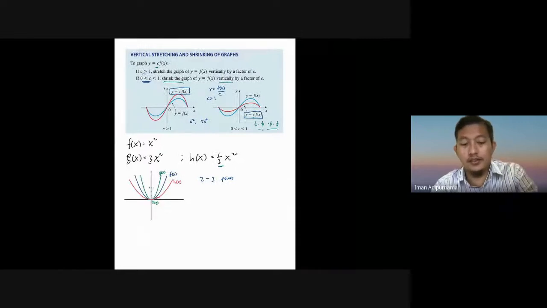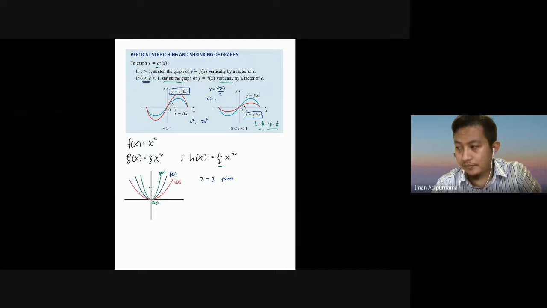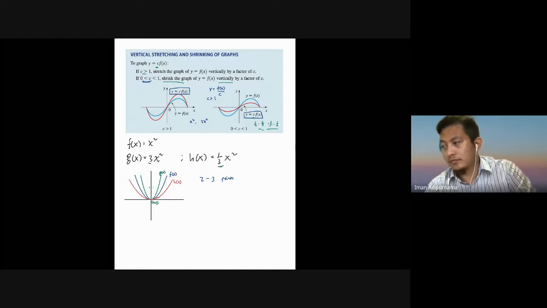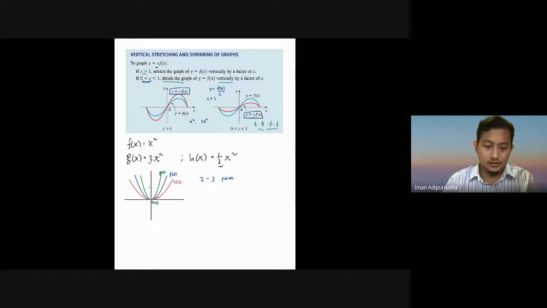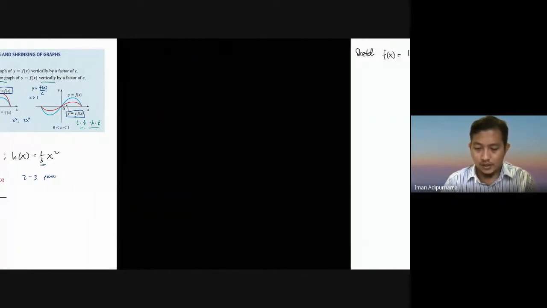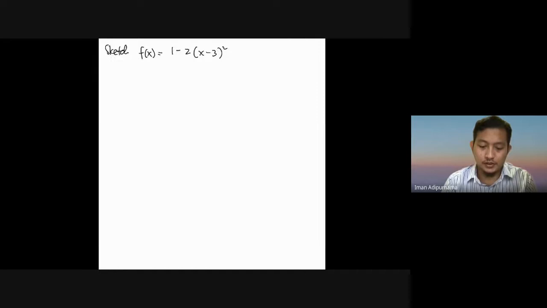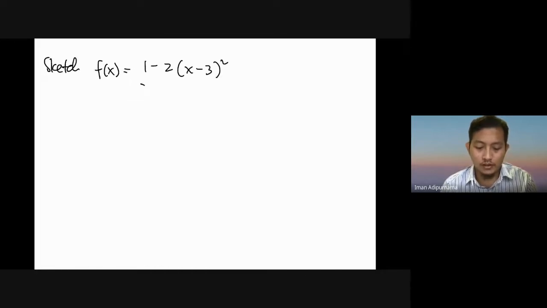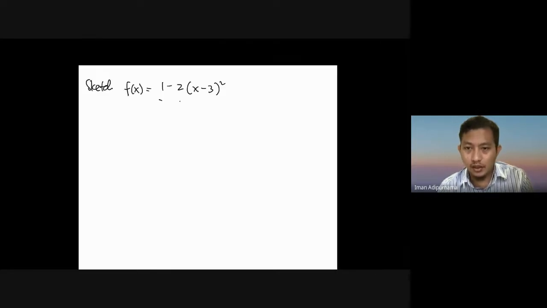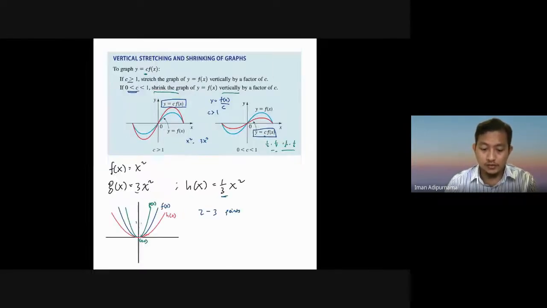Okay, that's the vertical stretching and shrinking. Okay, next is, oh, this is an example. Now I have 1 minus 2 and x minus 3 squared. Which page, Jordan? This one?